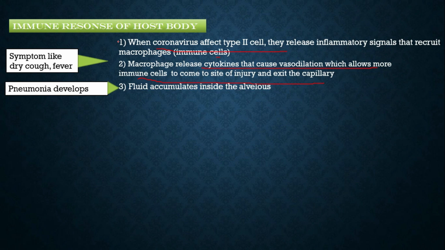At the next step, as I explained, the fluid will accumulate inside the alveolus. If any person is in this stage, he can develop pneumonia. Pneumonia is basically a disease in which a person's alveolus gets filled with protein-rich fluid, due to which there is diminished oxygen and carbon dioxide exchange.